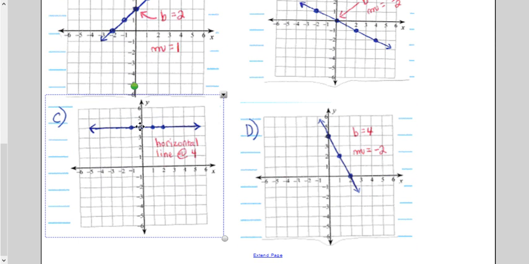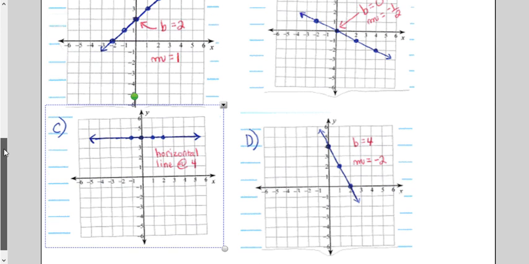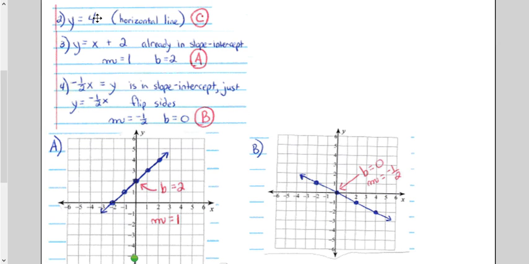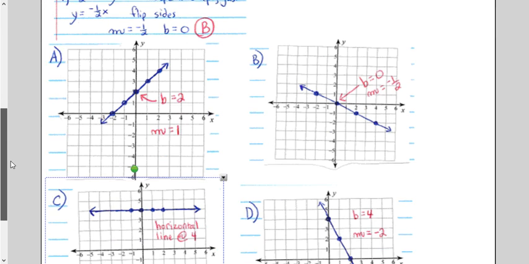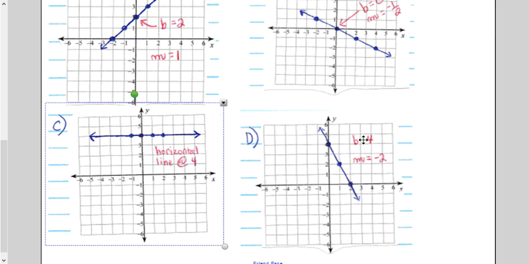Number 2, we're saying it matches up with graph C. Here's a horizontal line that's crossing at positive 4. Yes, that's y equals 4. So that's C. And then number 1, y equals negative 2x plus 4. It's a negative 2 slope with a positive 4 y-intercept. Here's the positive 4 y-intercept, the negative 2 slope. I go down 2 and to the right 1. Down 2 and to the right 1.